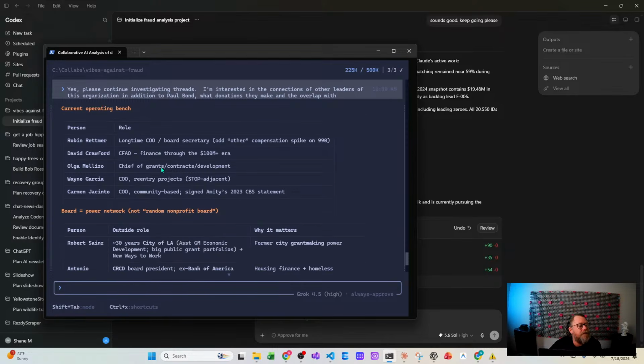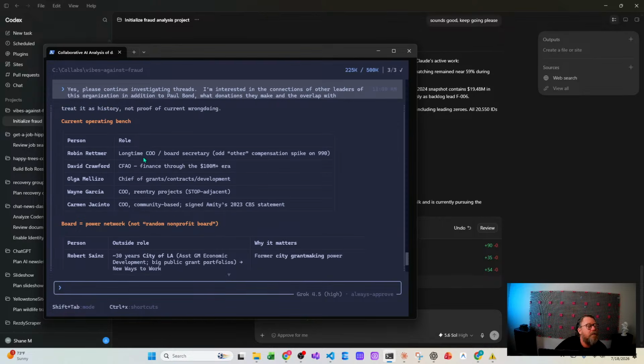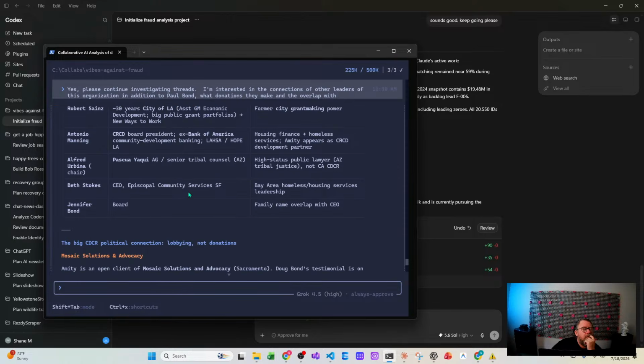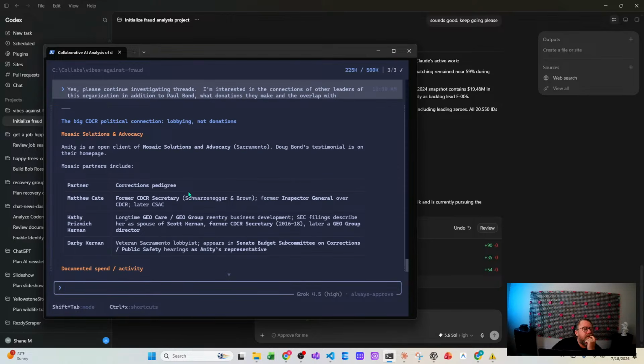Public histories linked to him. Sorry, I know that this is not that exciting just sitting here listening to me read. But vibe coding is a lot of reading. If you can't read, you can have a hard time getting anything done. Current operating bench. The power network. So we got lots of names to chase down here.